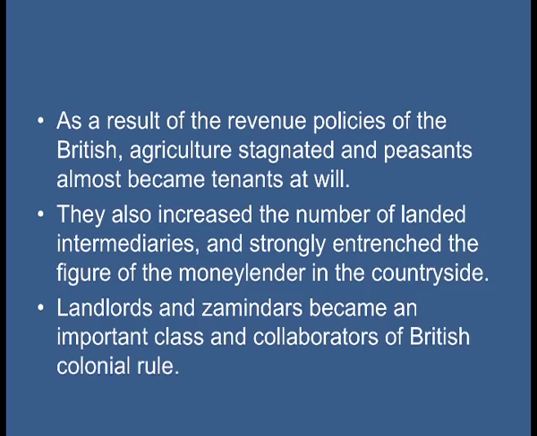As a result of the revenue policies of the British, agriculture stagnated and peasants almost became tenants at will. They also increased the number of landed intermediaries and strongly entrenched the figure of the money lender in the countryside. Landlords and zamindars became an important class and collaborators of British colonial rule in India.